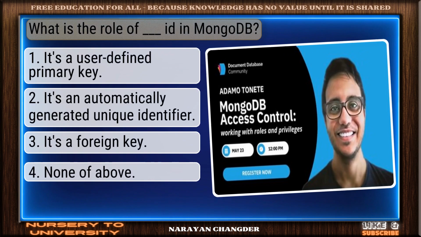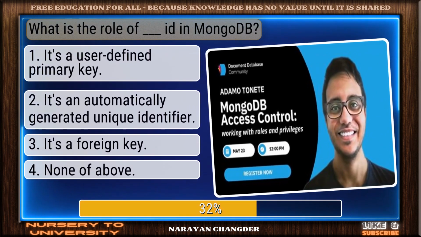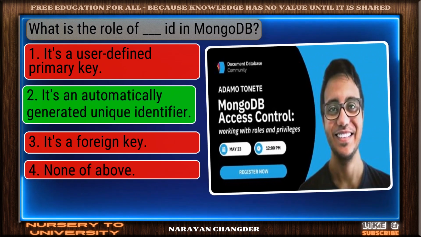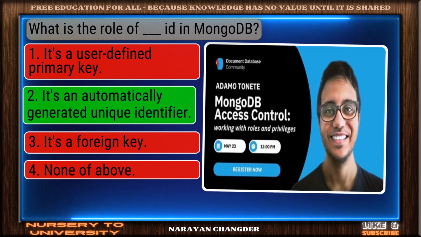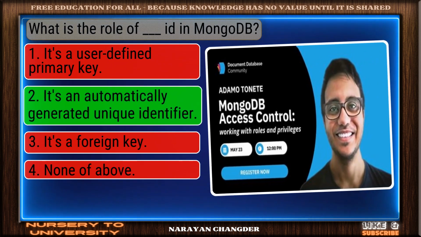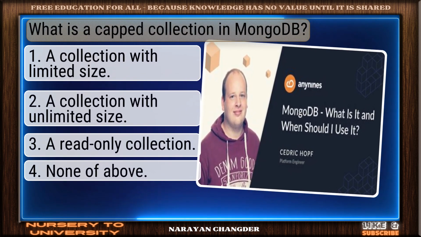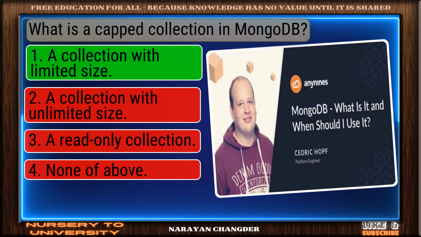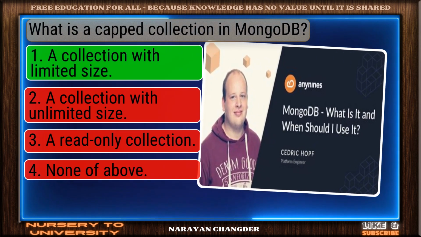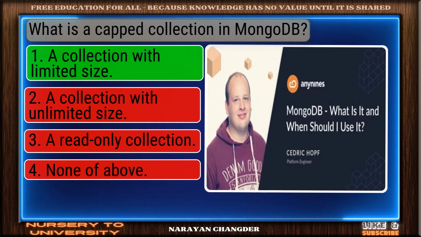Question number 35. What is the role of _id in MongoDB? Excellent. It's an automatically generated unique identifier is a brilliant choice. Question number 36. What is a capped collection in MongoDB? Nice work. You chose a collection with limited size, and it is correct.